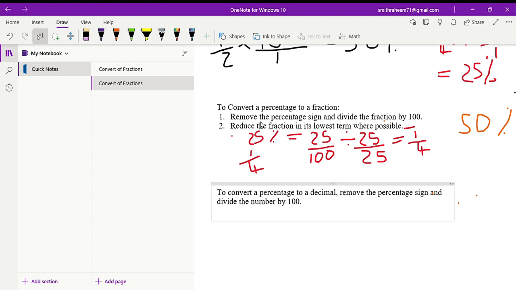Alright, so we're at this one now. It says to convert a percentage to a decimal: remove the percentage sign and divide the number by 100.